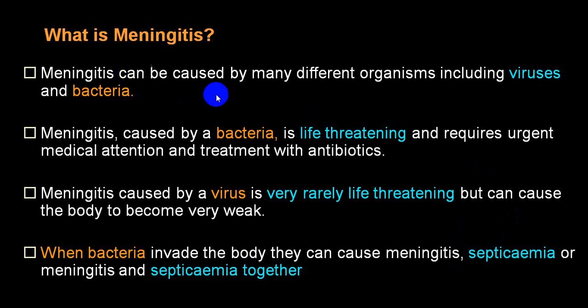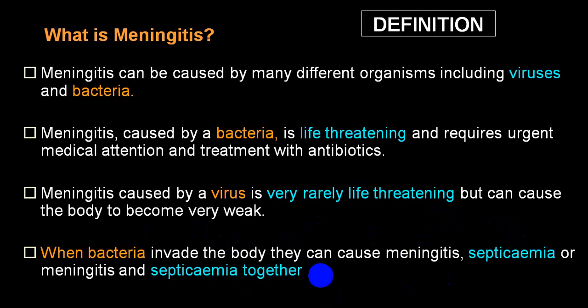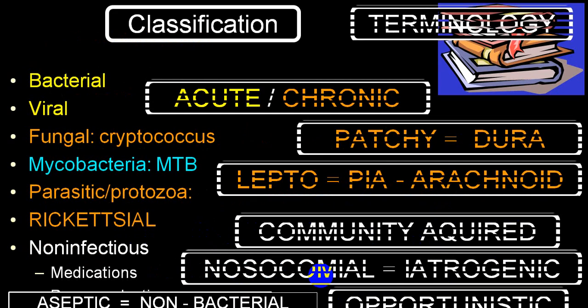Most common cause of meningitis is bacterial and viral. Meningitis caused by bacteria is very frequently life-threatening and can be treated with antibiotics. Viral is not commonly life-threatening. But when bacteria invades the body, they can cause meningitis, they can end up into septicemia, and when meningitis with septicemia are together, the mortality rate is very high. And classical example is meningococcus.